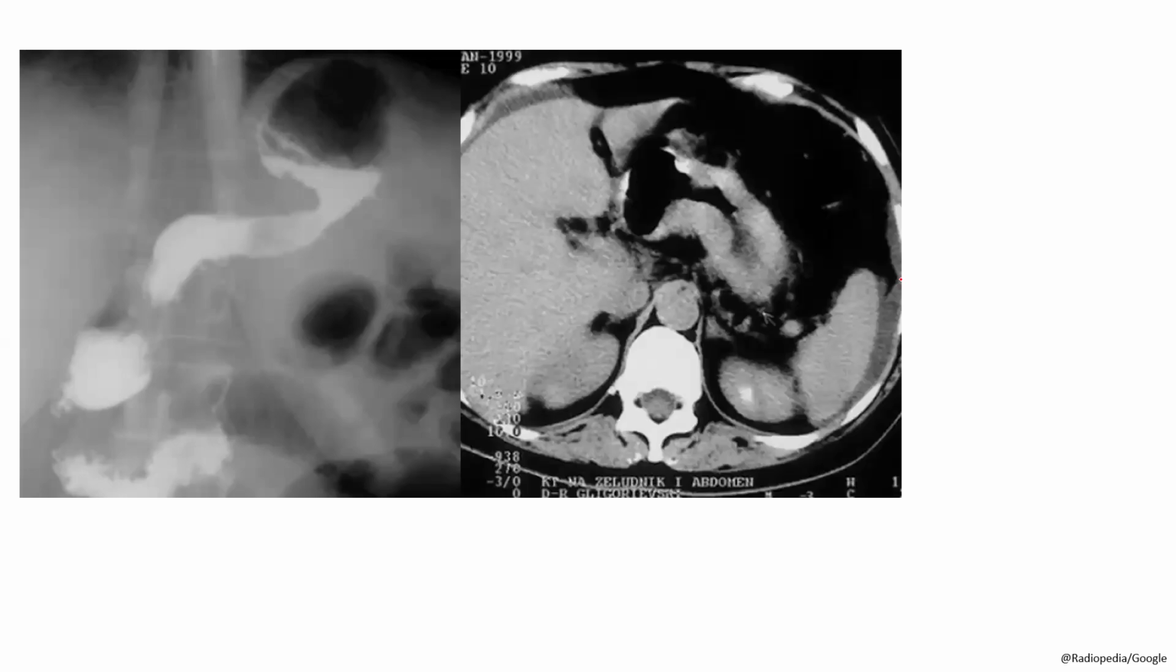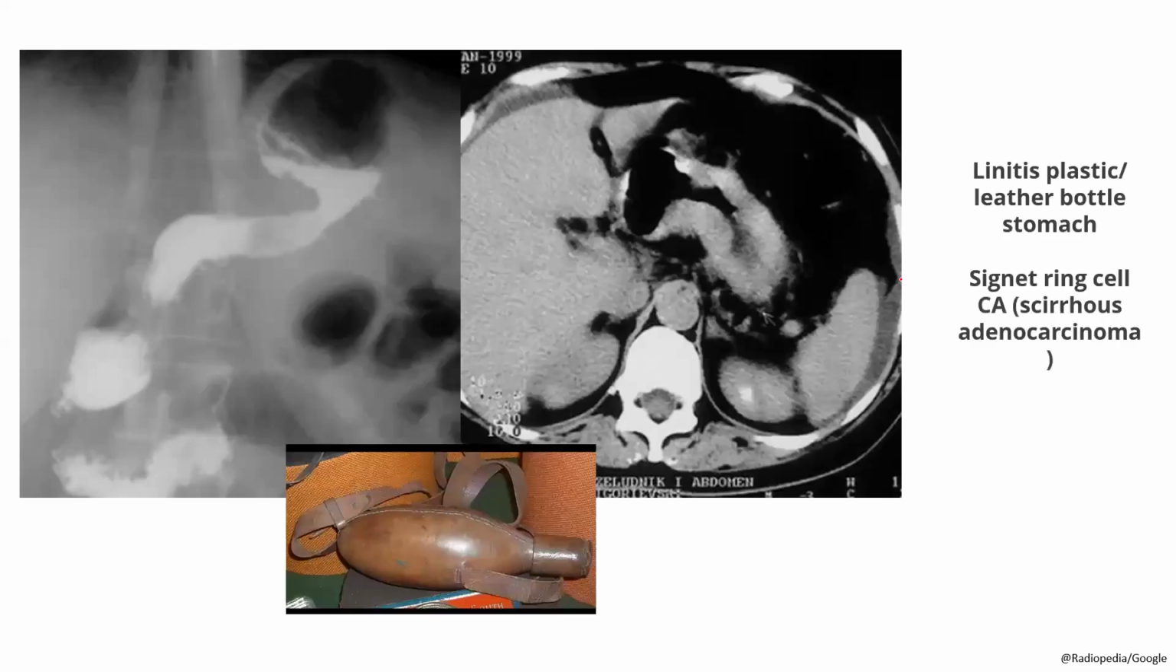Next case, what is happening here? This is a positive contrast study of the stomach, which is showing leather bottle appearance or leather bottle stomach, which is because of linitis plastica or signet ring cell carcinoma of the stomach. It greatly reduces the capacity of the stomach and it appears like a leather bottle.